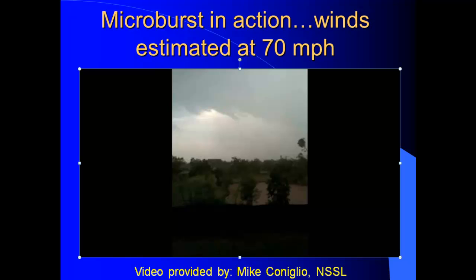Next, I want to show you a video taken by a meteorologist from the National Severe Storms Laboratory of a microburst in action. Once the microburst hit, winds were estimated about 70 miles an hour.